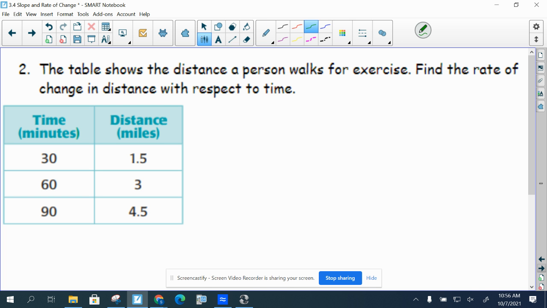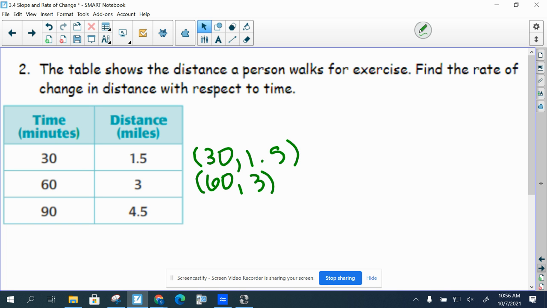Alright, so for this one, do the same thing. The table shows the distance a person walks for exercise. Find the rate of change in distance with respect to time. So for every 30 minutes, they're going up 1.5 miles. If we convert this to points, then this would be (60, 3). I can find the slope between those two points.